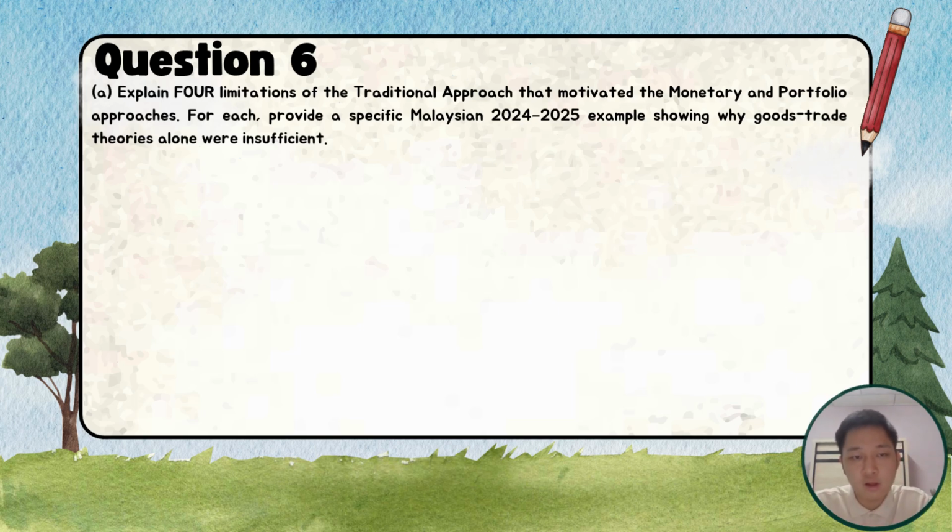The fourth limitation is that it ignores monetary policy. The traditional approach does not directly explain how interest rate and money supply affect exchange rate. In Malaysia, BNM OPR decisions can affect the Malaysian ringgit through monetary and portfolio channels. Therefore, the monetary and portfolio approaches are needed to explain modern exchange rate movement more completely.